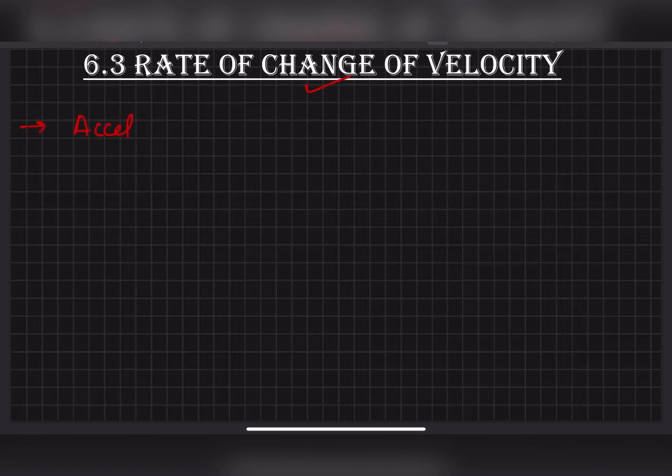So acceleration is defined as rate of change of velocity. Rate of change of velocity. What does it mean? Let me explain.